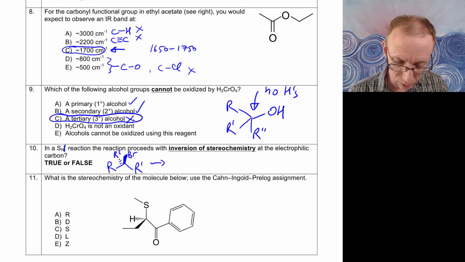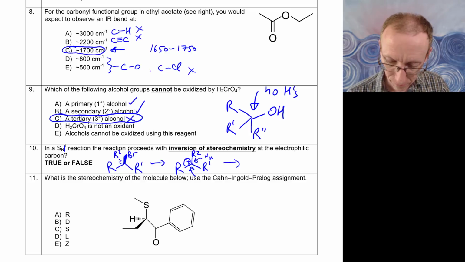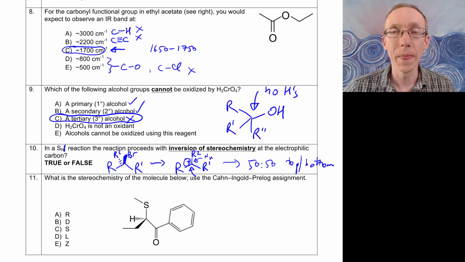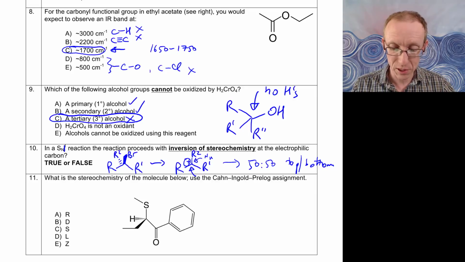The first step that happens is we lose that bromide to give us a flat carbocation. And that carbocation can be attacked from either the bottom or from the top by the nucleophile. And so we get a 50-50 mixture of the top versus the bottom attack. And so we wouldn't say that the stereochemistry has been inverted. We'd either say it's been scrambled or it's been turned into a 50-50 mixture of the two possibilities. So overall, the SN1 reaction does not proceed with inversion of stereochemistry. So this answer is false.